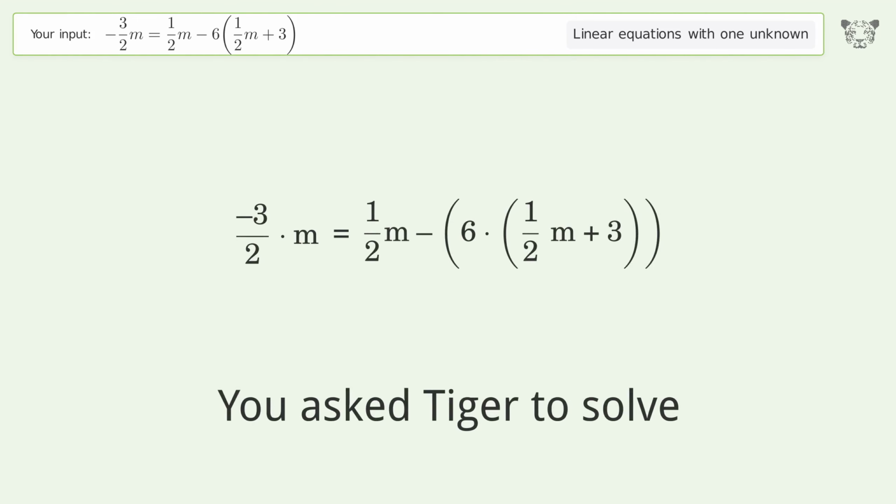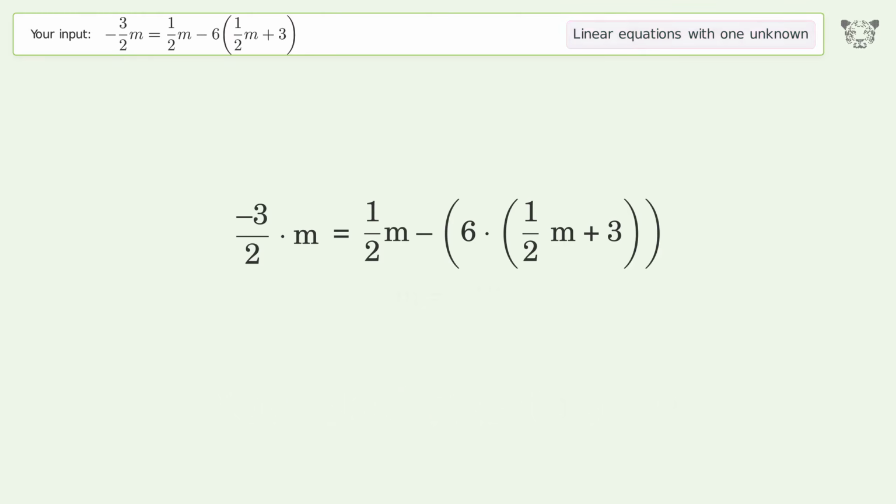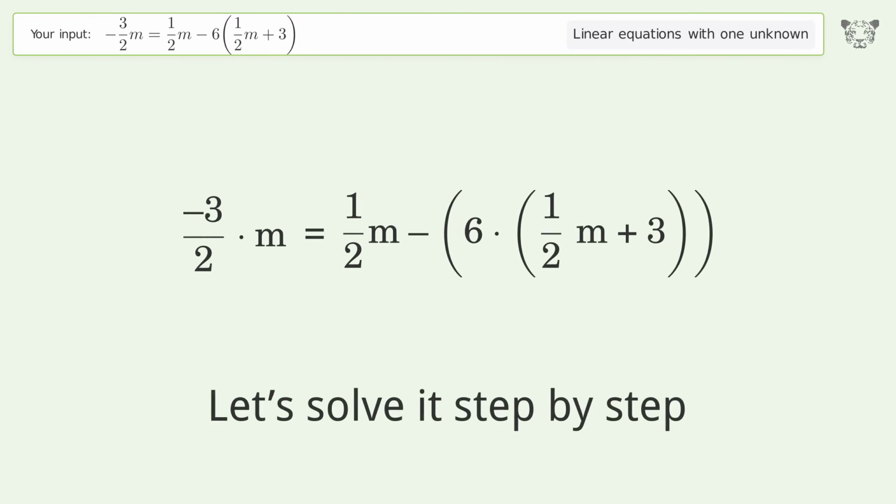You ask Tiger to solve this. This deals with linear equations with one unknown. The final result is m equals -18. Let's solve it step by step.